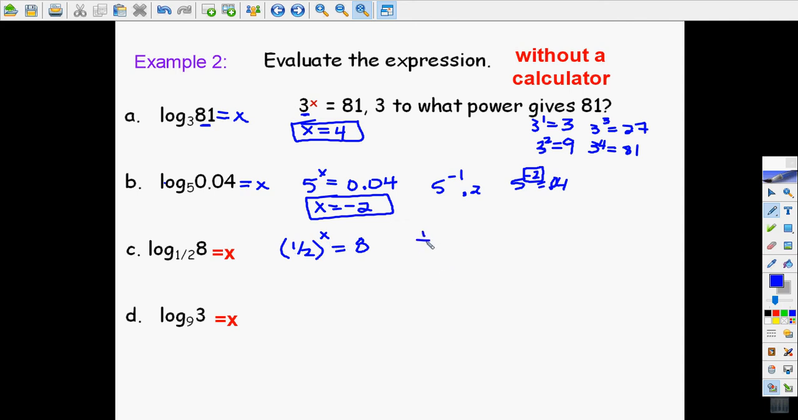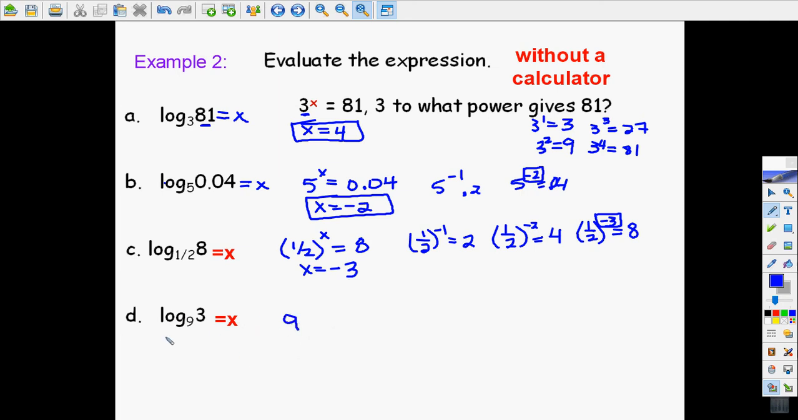So I'm going to do 1/2 to the negative 1 power. On my calculator, I'm going to do parentheses, 1 divided by 2, parentheses, raised to the negative 1 power. I'm going to get 2. Then I'm going to do 1/2 raised to the negative 2 power, and I'm going to get 4. And then I do 1/2 raised to the negative 3 power, and I get 8. So what power of x is going to give us 8? So x is equal to negative 3.